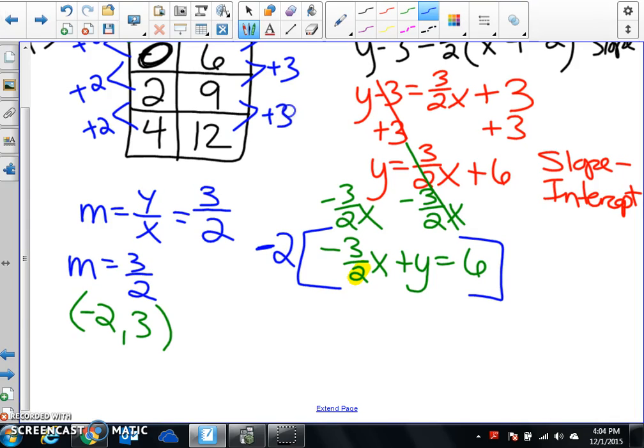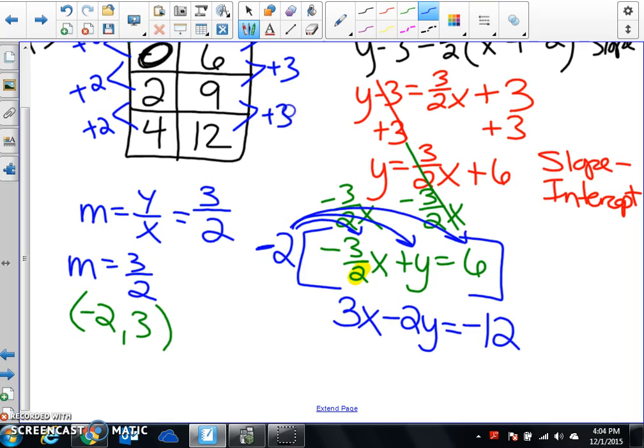Okay, so negative and a negative is a positive. The 2's cancel, leaving me with 3x. Negative 2 times y is a negative 2y. And negative 2 times 6 is negative 12. This is standard.